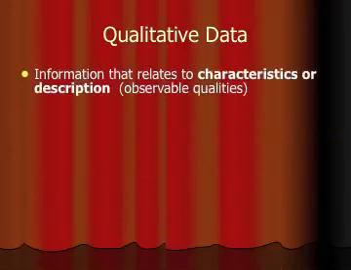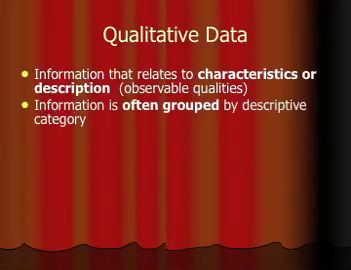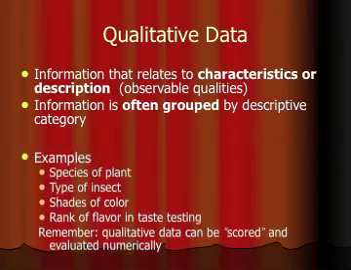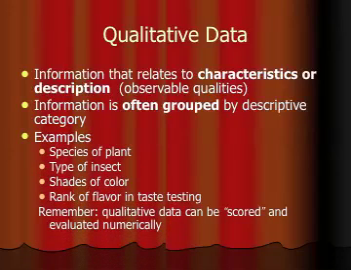First of all, qualitative data is information that relates to a characteristic or a description. We could say observable qualities. When we are talking about characteristics, this information is often grouped by descriptive category. That means, as an example, what type of plant is it? What type of insect? What color is it?